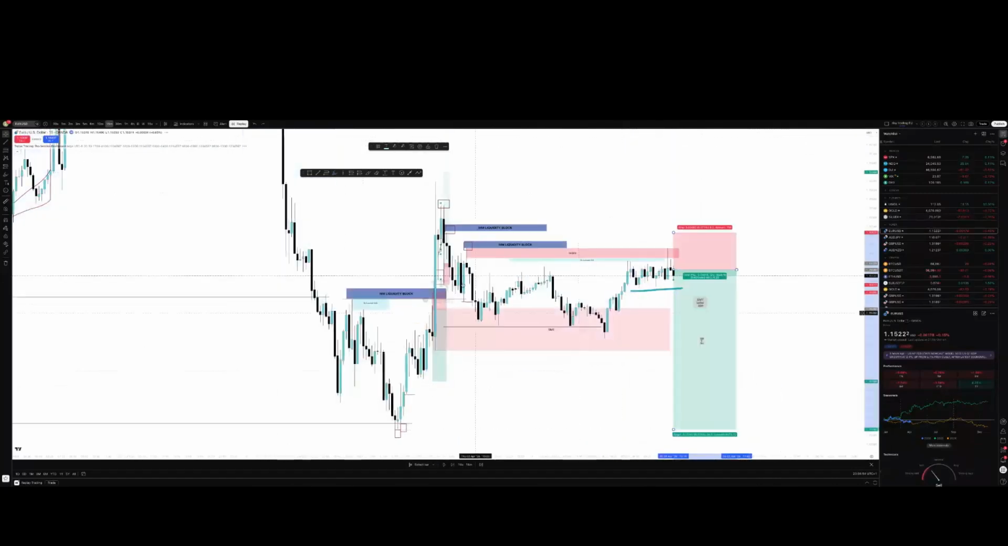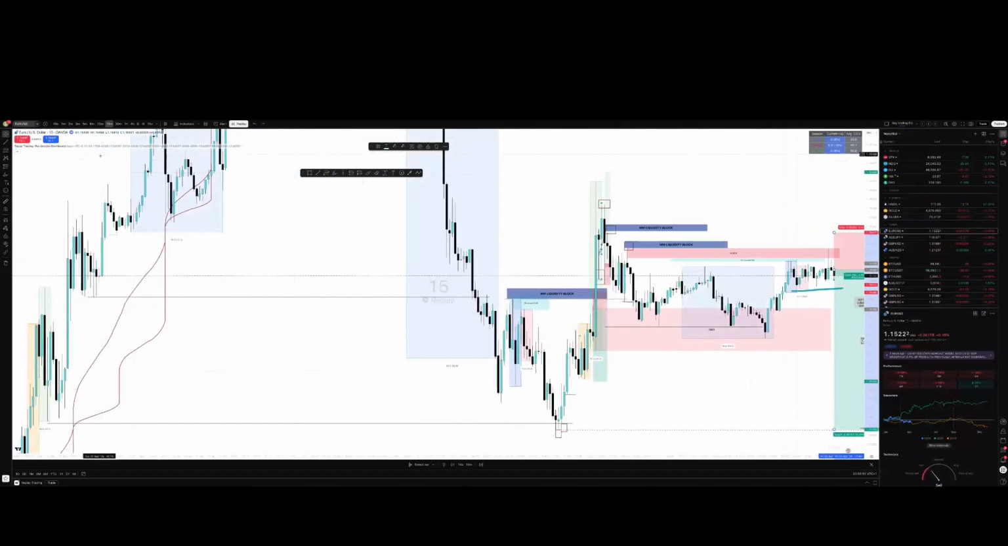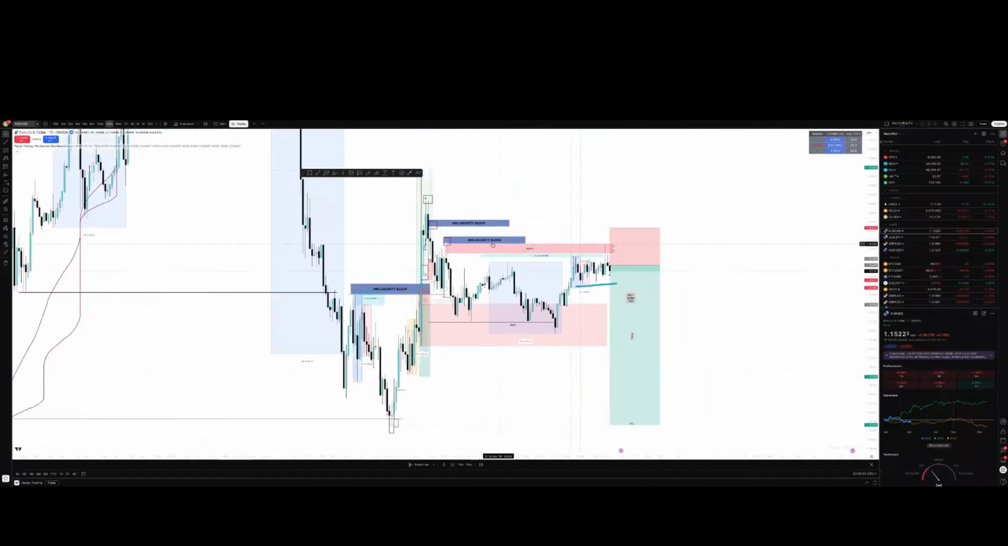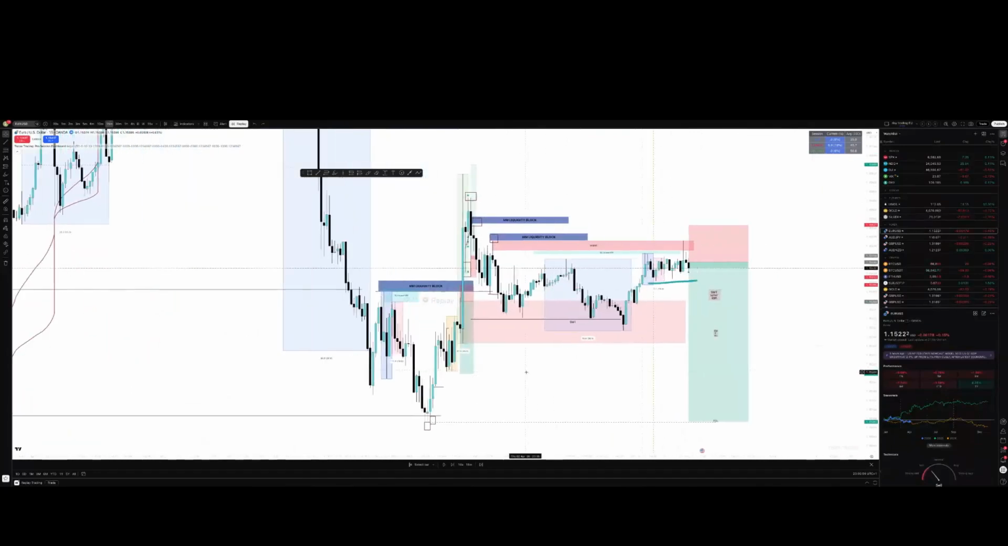When it comes to here, let's go into the lower time frame. Wait, first of all, to get these liquidity blocks, let's explain it. Let's break it down.